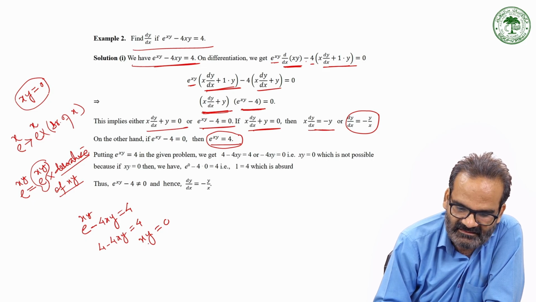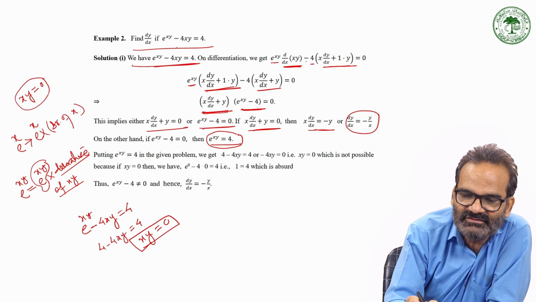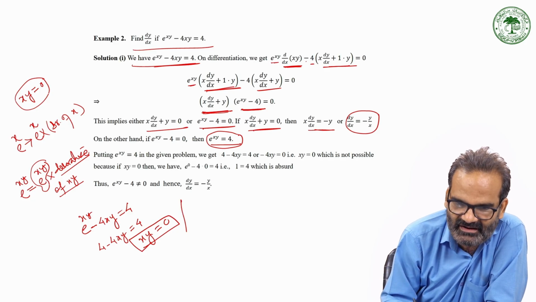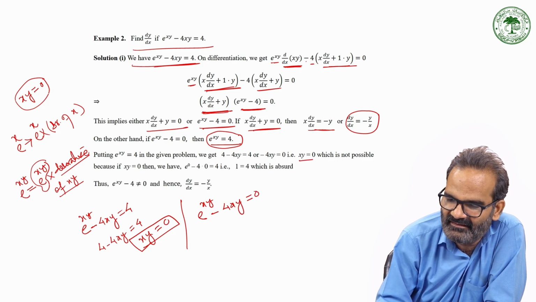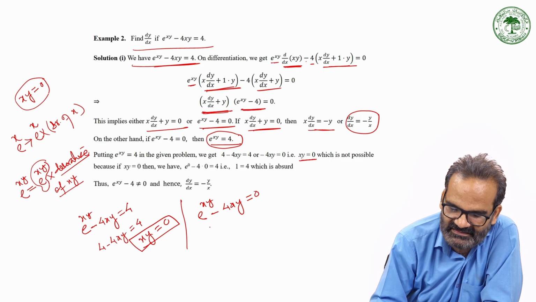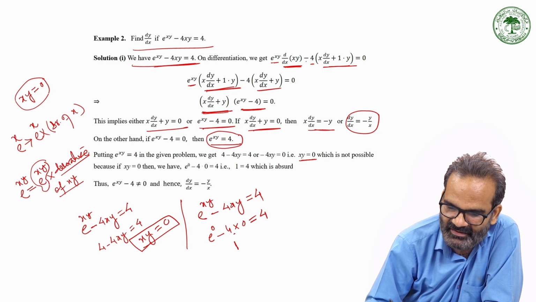Which is not possible because if we put xy equal to 0 in the given equation, see what happens. e raised to the power xy minus 4xy is equal to 4. If xy is 0, what we will get here? e raised to the power 0 minus 4 into 0, and this should be equal to 4. So e raised to the power 0 is 1, 4 into 0 is 0, 1 is equal to 4, which is not possible, right?